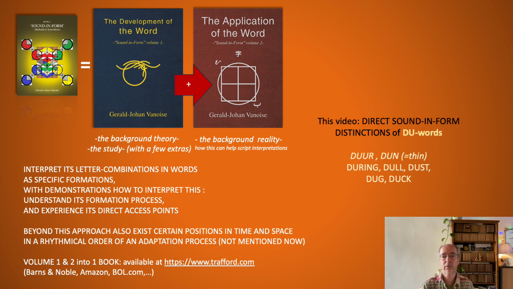I'm just going to express words playfully. Here I have some words with the combination of the letters D and U. They can be expressed as du, as do, but even as de in English. So I have duur and dun, which are two Dutch words, then during as well, dull, dust, duck, and duck.